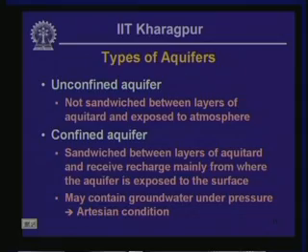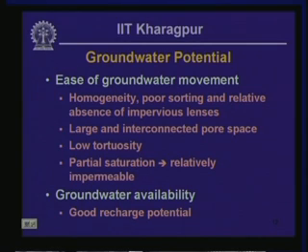So we have got two types of aquifers then. One is unconfined aquifer, in which the aquifer is not sandwiched in between aquitards at the top as well as at the bottom, and alternatively you could have confined aquifer, in which you have got an aquifer which is sandwiched both at top and bottom by aquitards. Okay.